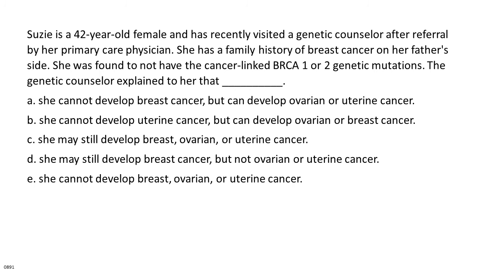A. She cannot develop breast cancer, but can develop ovarian or uterine cancer. B. She cannot develop uterine cancer, but can develop ovarian or breast cancer. C. She may still develop breast, ovarian, or uterine cancer. D. She may still develop breast cancer, but not ovarian or uterine cancer. E. She cannot develop breast, ovarian, or uterine cancer.